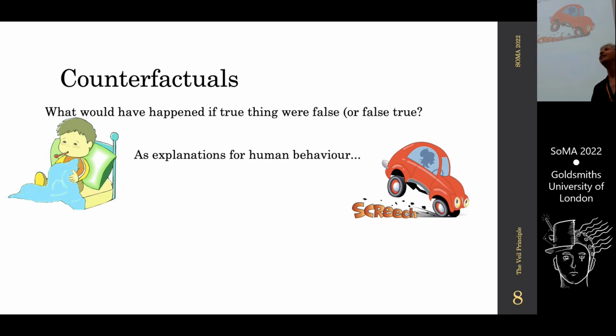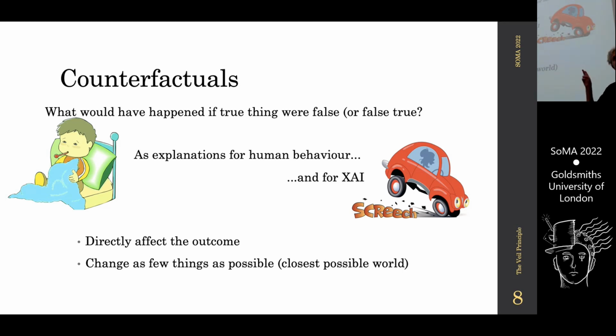Or if I say, why did you take that particular route? Well, if I had taken the other route, we'd have been late. And these sorts of explanations have become very important in explainable AI. In that field, we found not only that people like to use counterfactuals as their explanations, but also particular things about them. They like a counterfactual that directly affects the outcome, and also one that changes as few things as possible. So what we call the closest possible world.